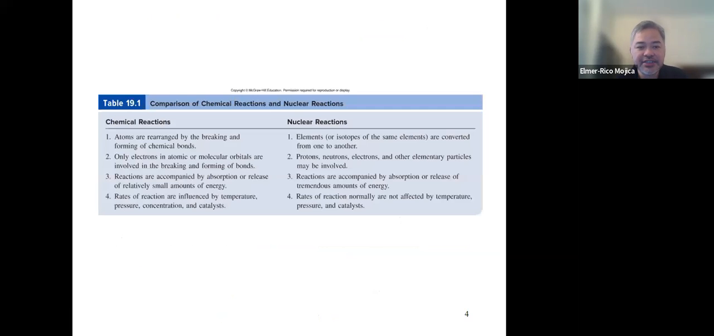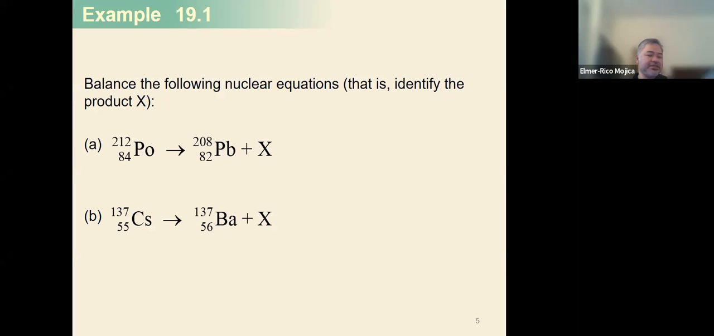Okay, so let's try. Later on, we will try. Okay, no, let's try it now before we go with the difference of the nuclear and chemical equation. So what is missing here? I want everyone to participate. What is missing here? What is X here?